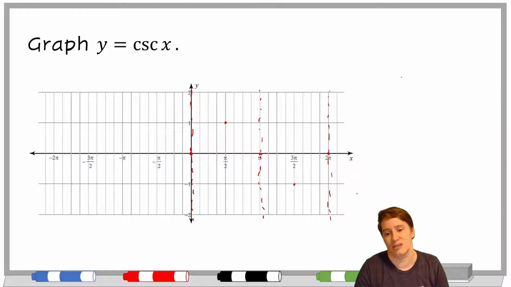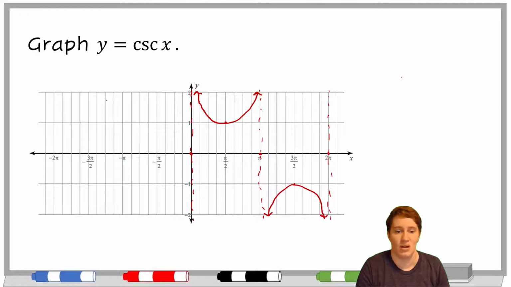So here's where my asymptote should be. And then it's going to start from the top and go up towards my asymptotes. And then it's going to start at this bottom and go down. And we could repeat it on the other side if we want to.